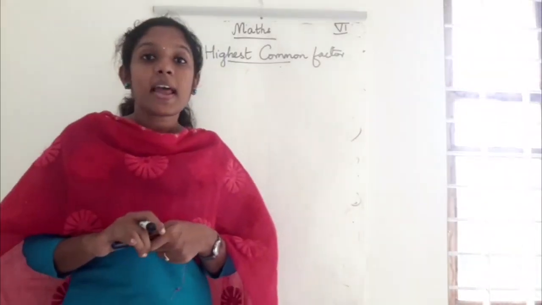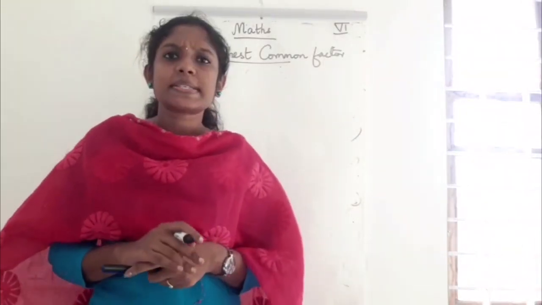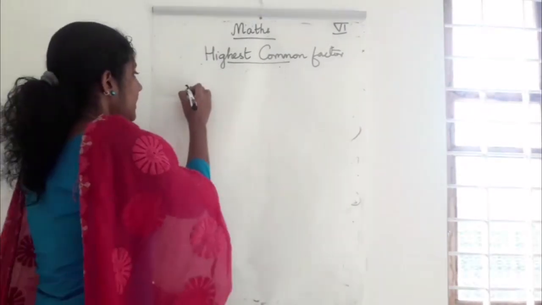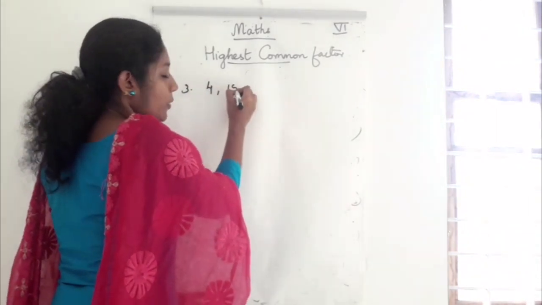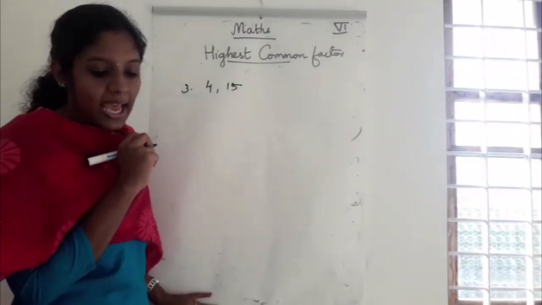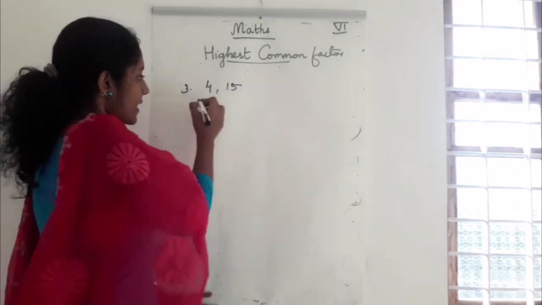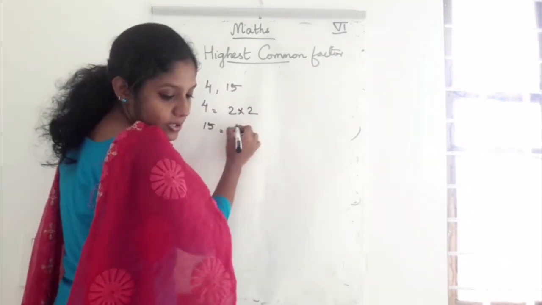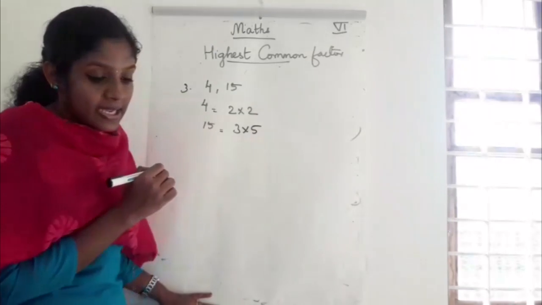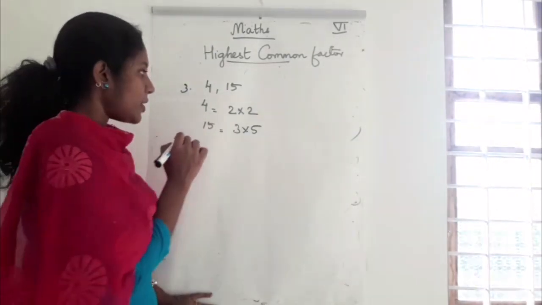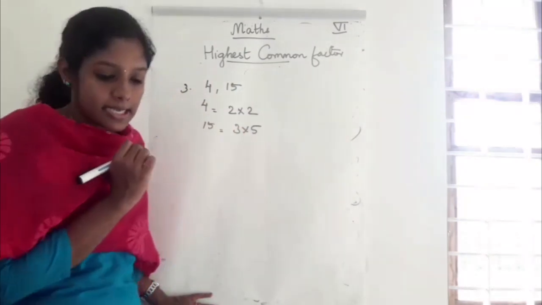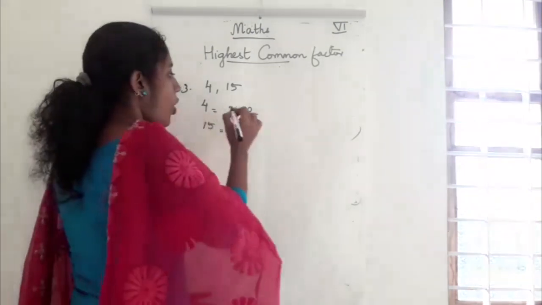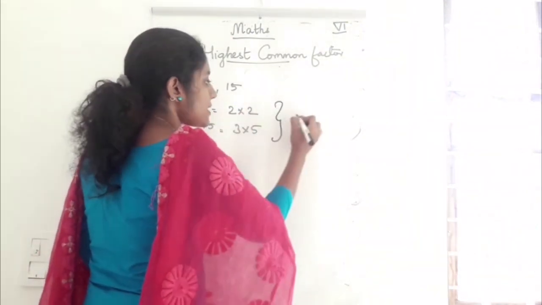Third and last question from your textbook is a lengthy question but very easy. HCF of co-prime numbers 4 and 15 is found by factorization. 4 is 2 into 2 and 15 is 3 into 5. Since there is no common prime number, you cannot see any common prime number here, so the HCF of 4 and 15 is given as 0.